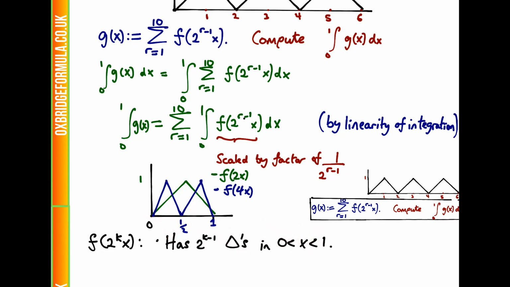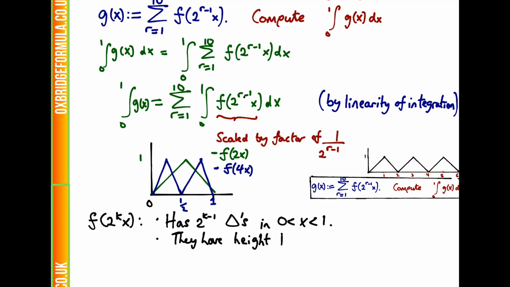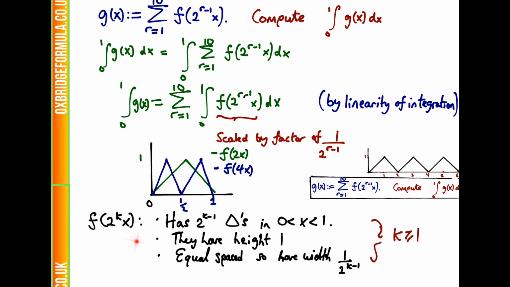And what else do we know about these triangles? Well, they'll have a height of 1 because we're stretching these horizontally, not vertically. So they'll have the same height as before. We also know that they'll be equally spaced, so each triangle will have width 1 over 2 to the k minus 1. And this holds for all k bigger than or equal to 1.